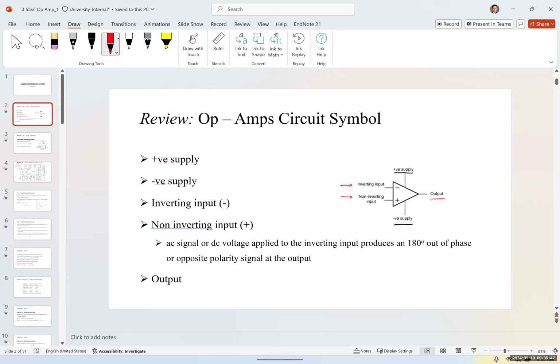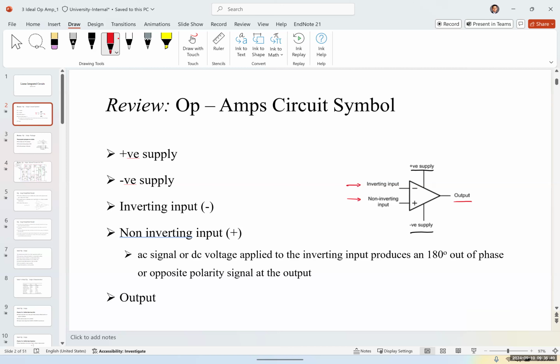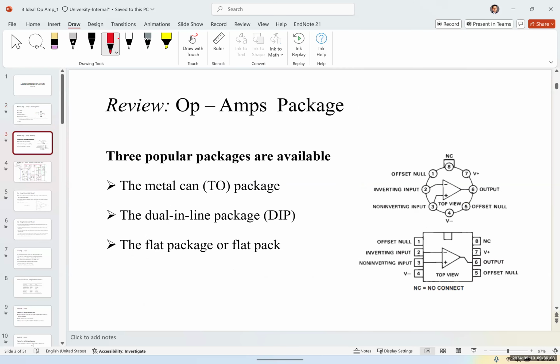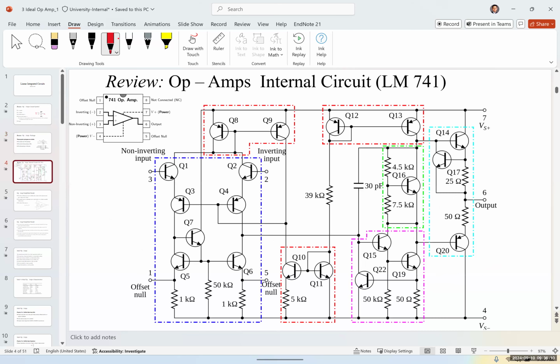The op amp could be used for both AC or DC signals. So the inverting and non-inverting input, we can give both AC signals or DC signals to the inputs. We have 3 packagings, as mentioned, metal can, dual inline and flat package. We learned about the internal components of an op amp, different stages of amplifier transistors.